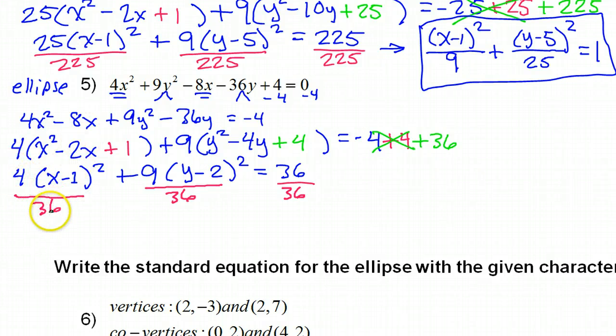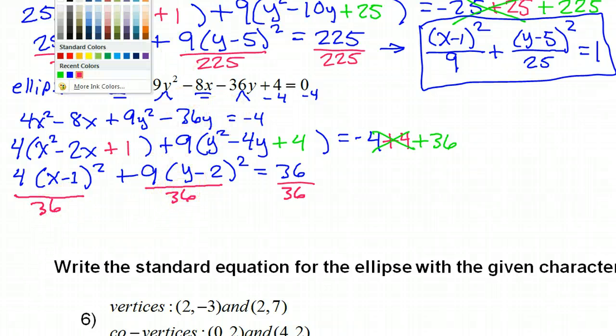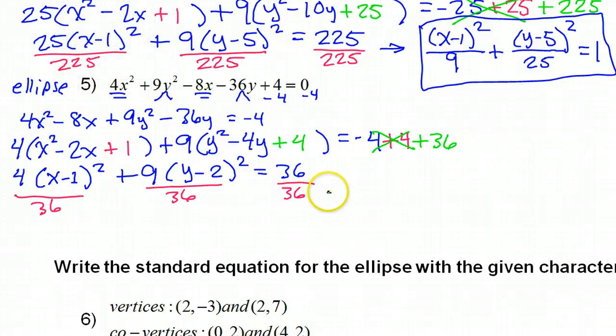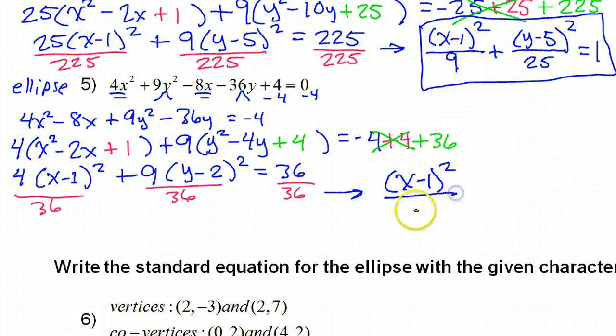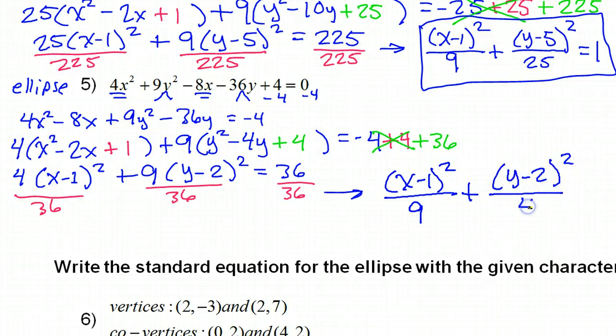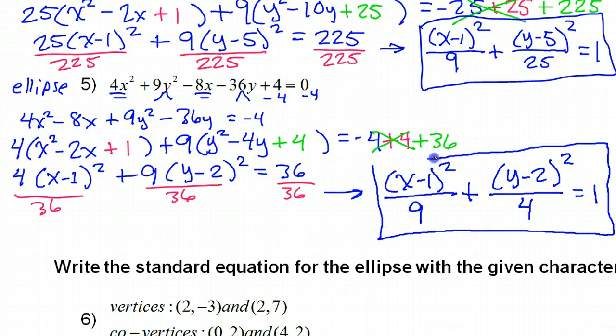Okay, 4 goes into 36 9 times. 9 goes into 36 4 times. So that's why this equation is going to become x minus 1 squared over 9 plus y minus 2 squared over 4 is equal to 1. And that would be the standard form that we were asked to find. So that's number 5.